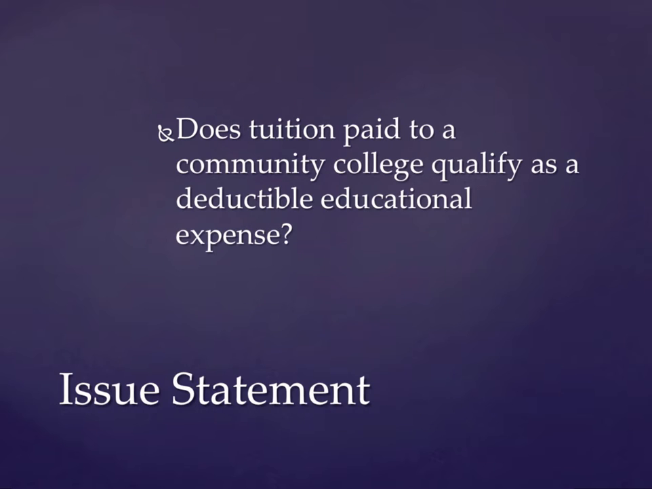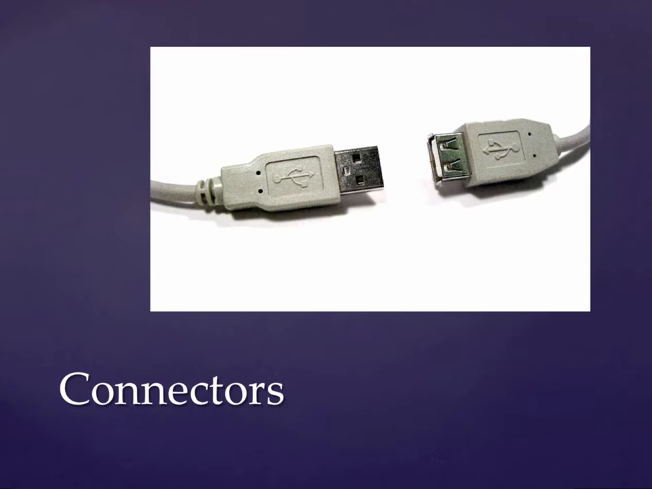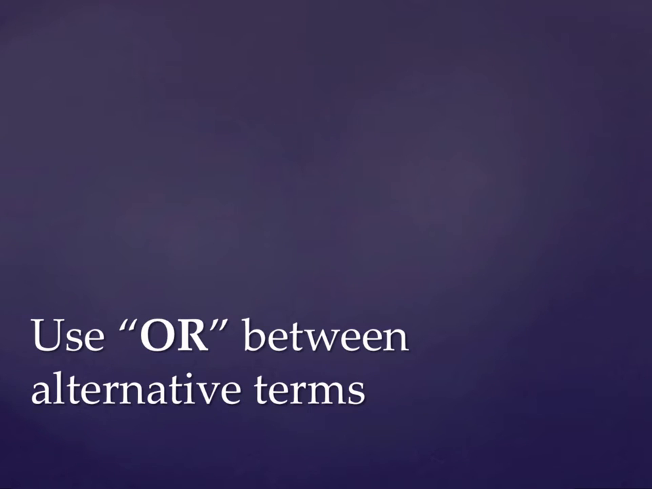Think back to our issue statement. Does tuition paid to a community college qualify as a deductible educational expense? We already talked about search terms. Now, let's go through connectors that we can use to link our terms together. Remember that when you're doing terms and connectors searching, you need a connector between every term, unless the terms are in quotation marks. The first connector we'll cover is OR.